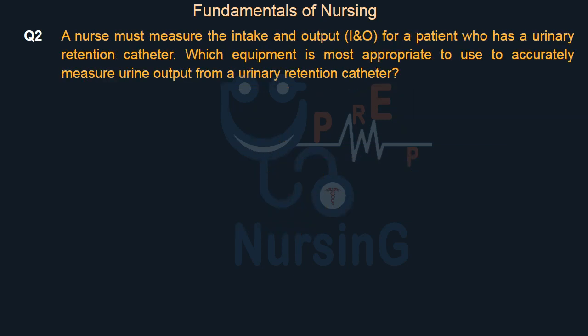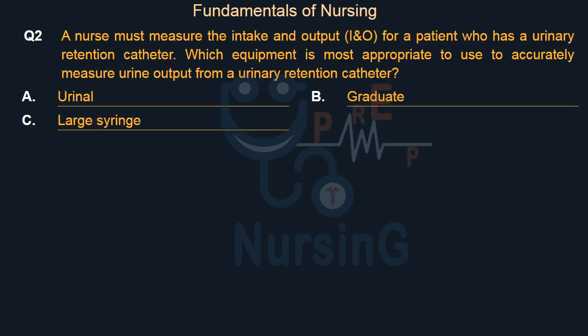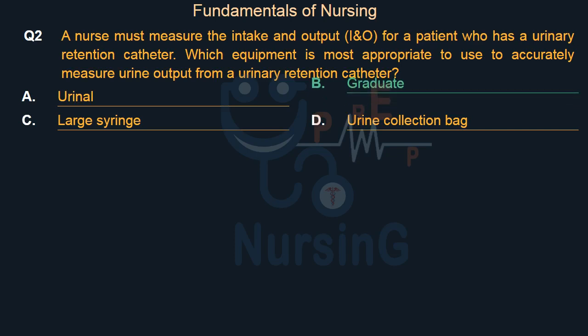A nurse must measure the intake and output, I and O, for a patient who has a urinary retention catheter. Which equipment is most appropriate to use to accurately measure urine output from a urinary retention catheter? Option A. Urinal. Option B. Graduate. Option C. Large syringe. Option D. Urine collection bag. Right answer is option B.